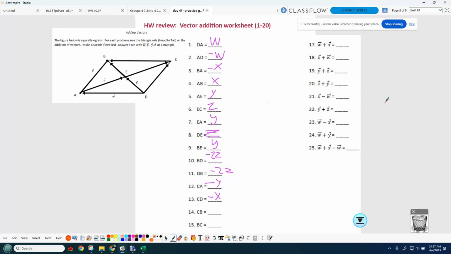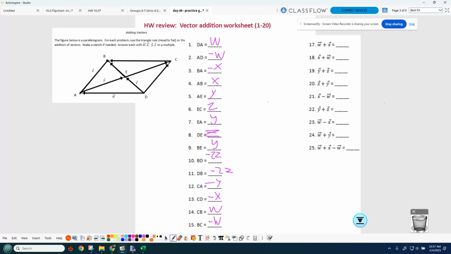Maybe. Okay, we'll do them. So, going from C to B, is there some other vector drawn on there that is the same? W. There you go. 15. Okay, so let's check these and make sure we agree.